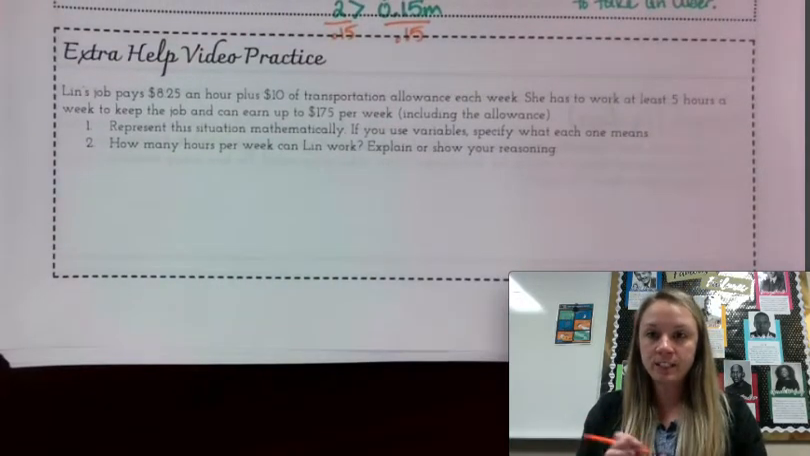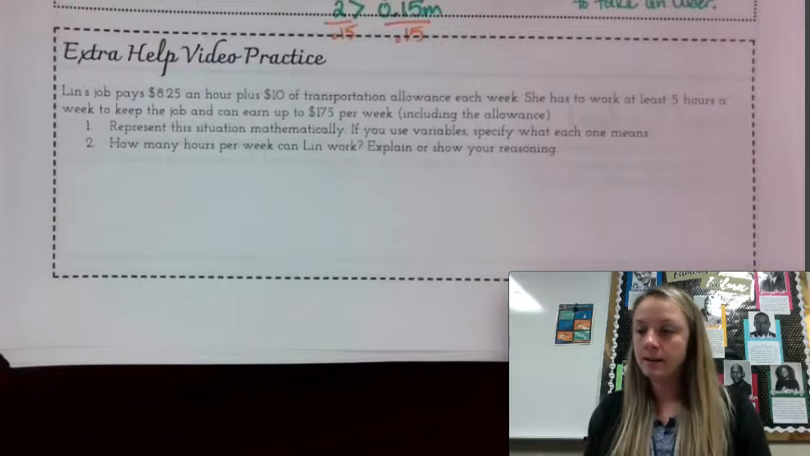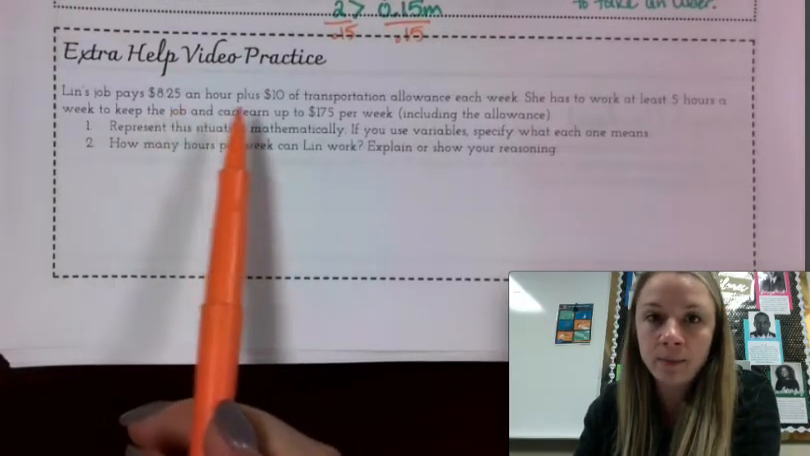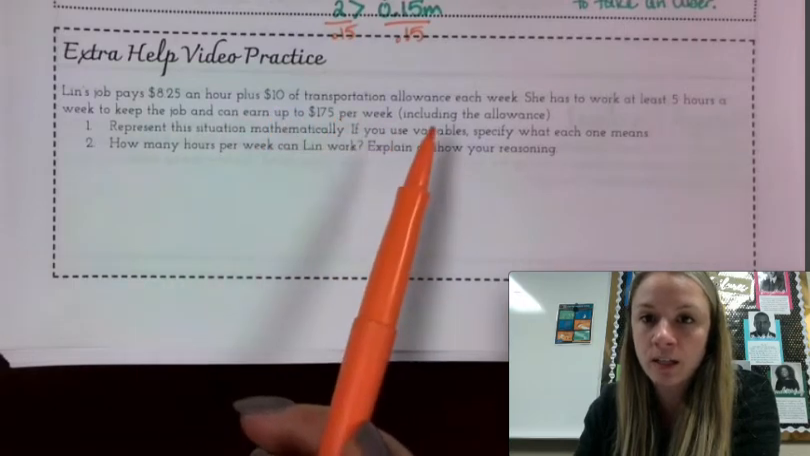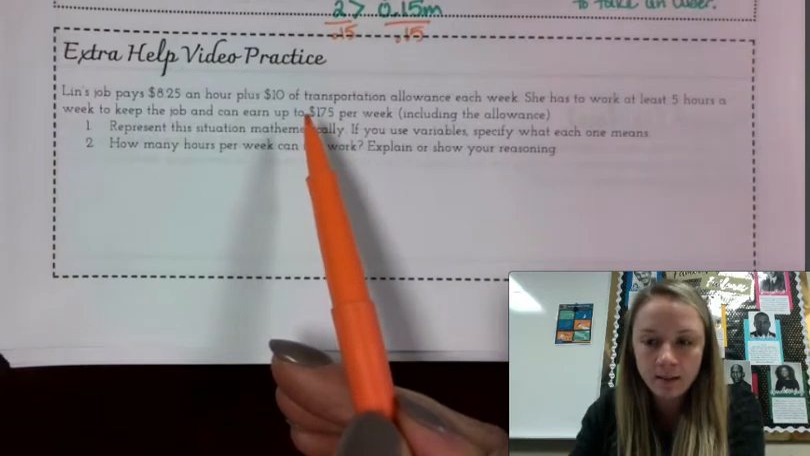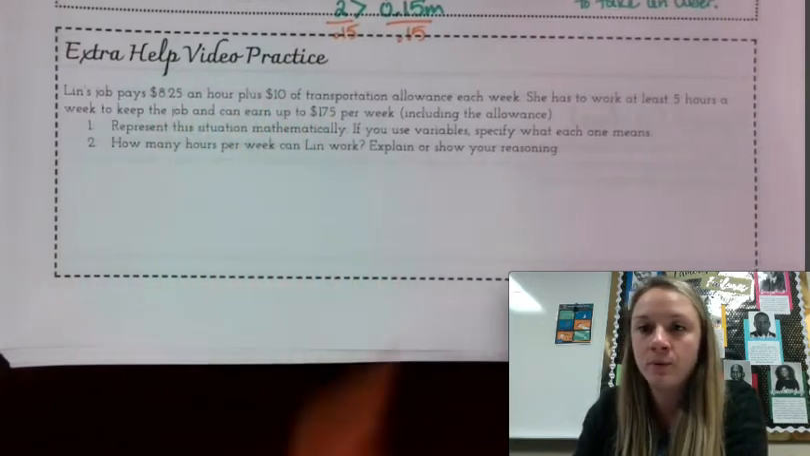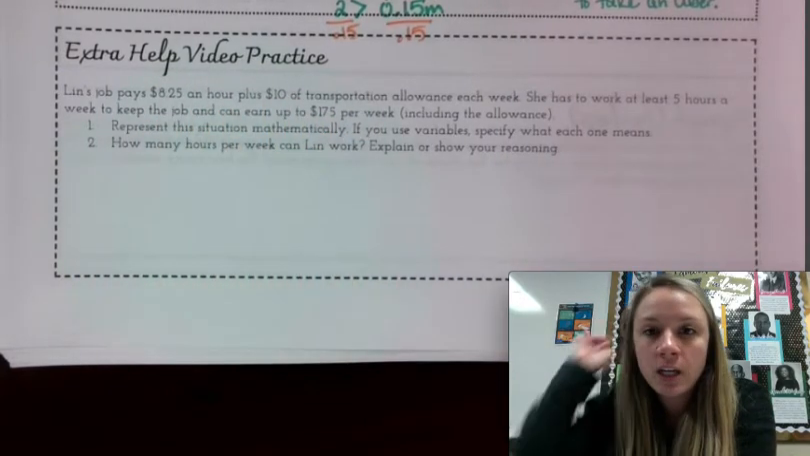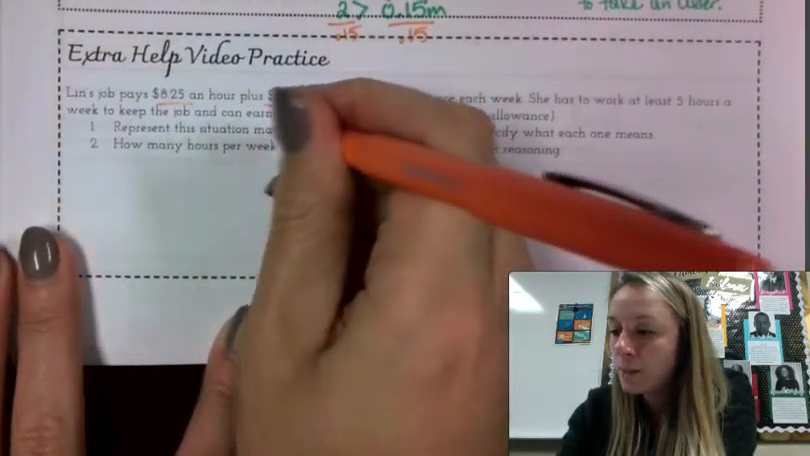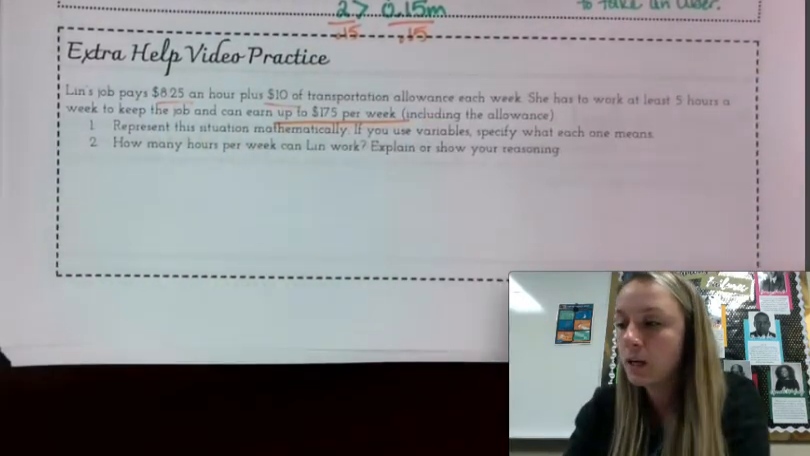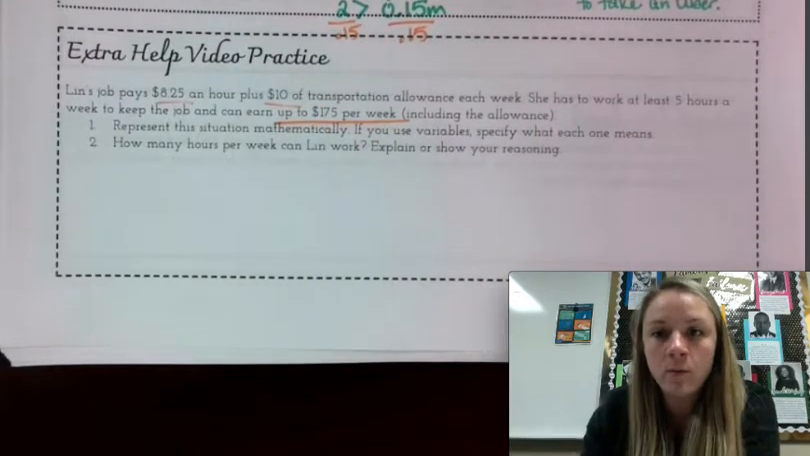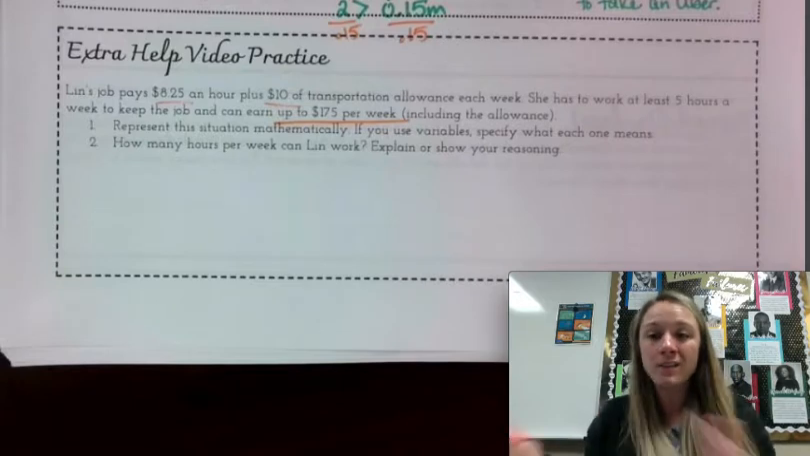So the first thing is she makes $8.25 an hour plus $10 of transportation allowance. This allowance means that she is making this. She's not paying that $10, so she's making both of those. And then she can earn up to, let me underline something, $175 per week. Because everything is per week, I'm going to kind of forget about the weeks, because that's all in the same context.